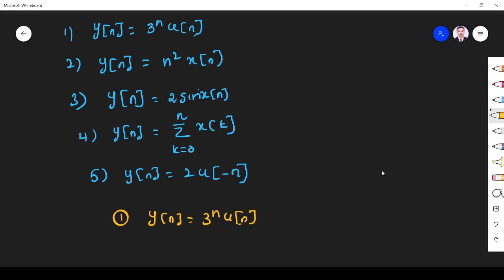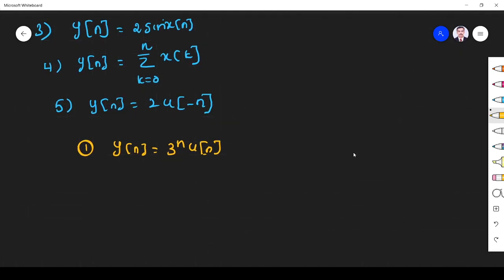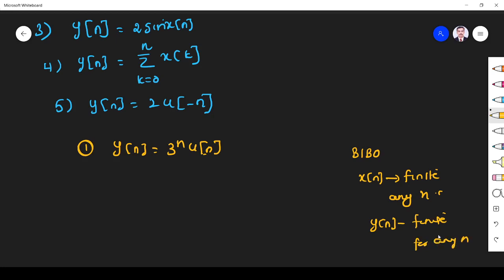So what is a stable system? A stable system is one where a bounded input produces a bounded output. Bounded input means x of n should always be finite for any n. Similarly, bounded output means y of n should be finite for any n, even when n tends to infinity. The magnitude mod x of n should be finite. This is the definition. If you don't know this, please refer to my video on BIBO stable system.